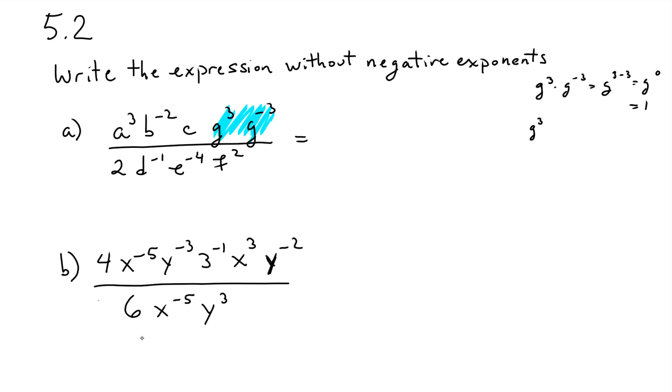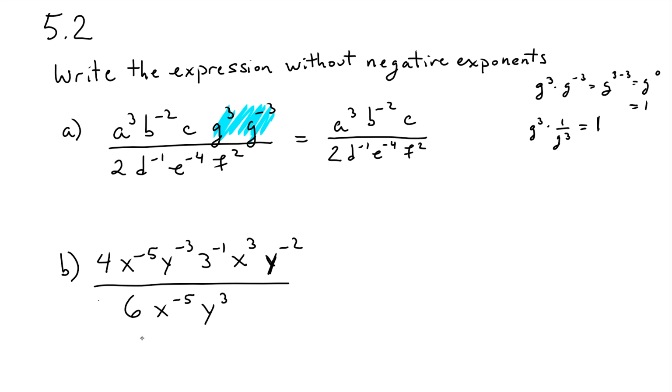Another way to look at this is g to the minus 3, that's the same as 1 over g to the 3. So g to the 3 times 1 over g to the 3, well, that's a number times its reciprocal, so that's 1 again. So there are two ways to see that this is actually 1. So this is just a cubed, b to the minus 2, c times 1. I'm not going to write the times 1. And below we have 2 d to the minus 1, e to the minus 4, f squared. So now I've simplified my numerator and my denominator.